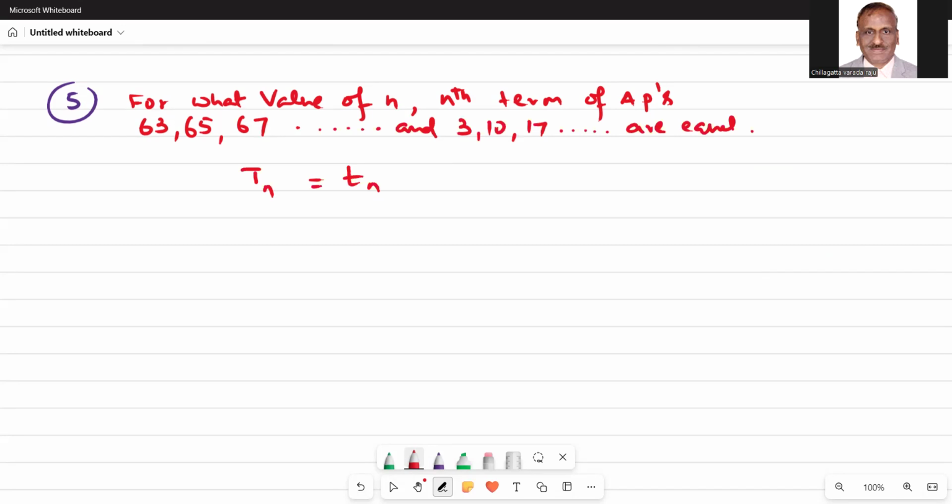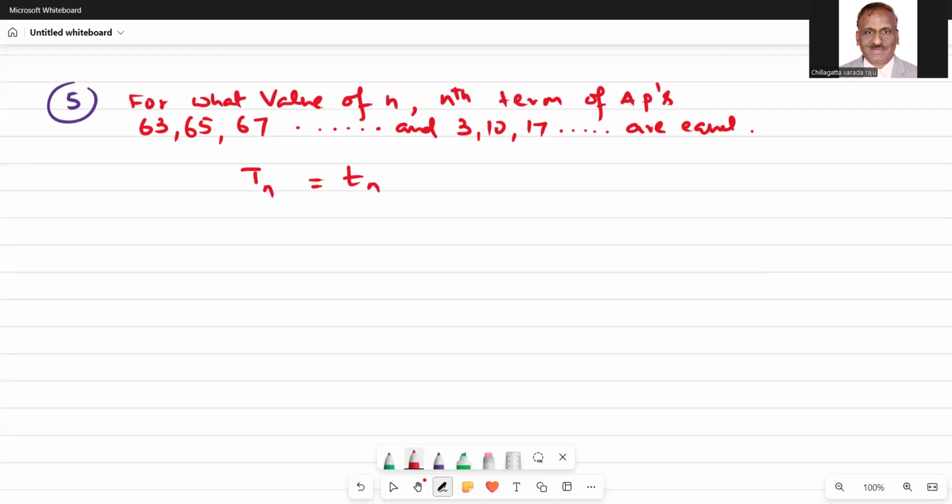It is possible. Why? Because the first series starts from 63 with common difference 2 only. In the second AP, 3, 10, 17 means it is increasing by 7, whereas the first AP is increasing by 2 only. After a certain stage, the arithmetic progression 3, 10, 17 will catch up with 63, 65, 67. So at what stage does that particular term become equal in the first AP and the second AP? So Tn is equal to Tn.